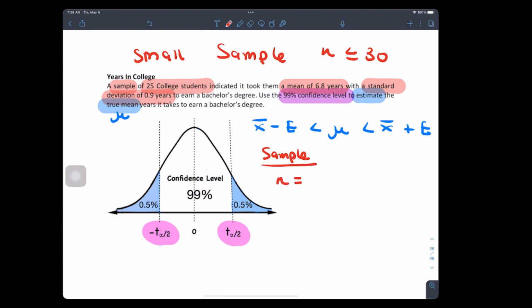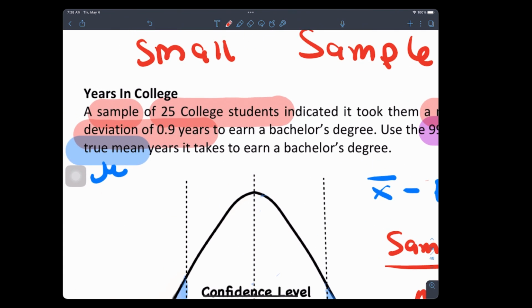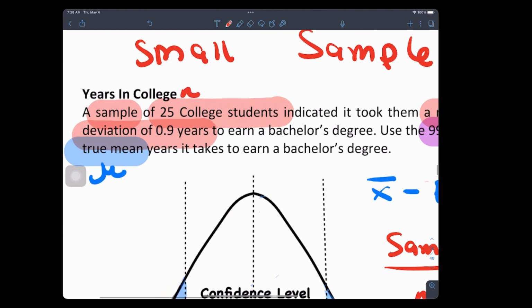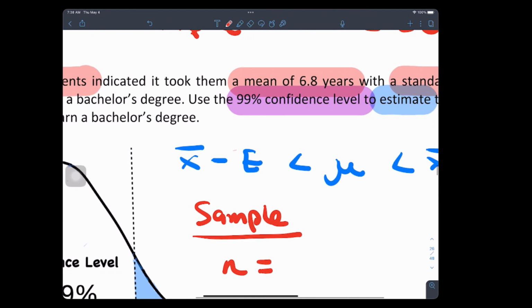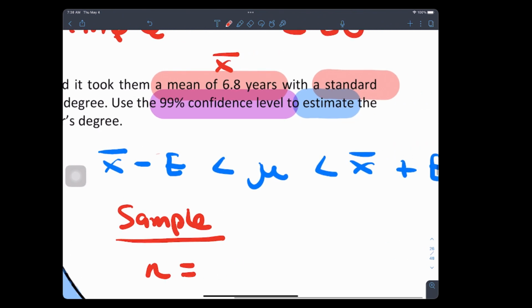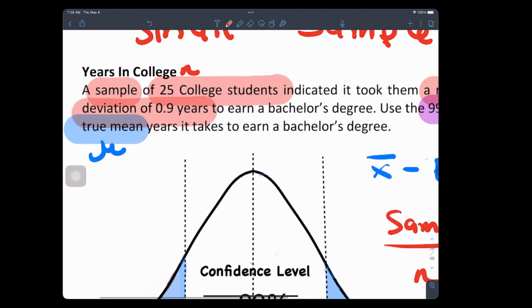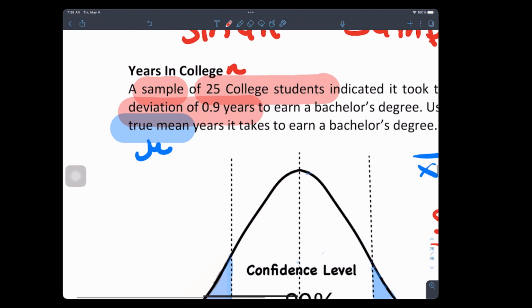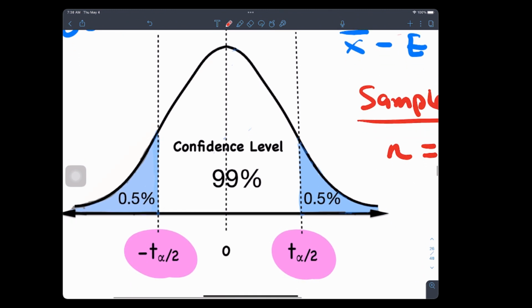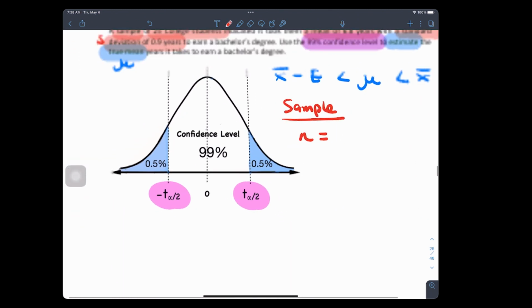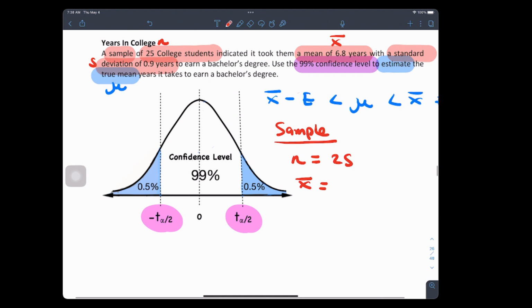What's my sample size in this? n is 25. Good. What's the sample mean? 6.8. What's the sample standard deviation? 0.9. So I write that down. n is 25. Sample mean is 6.8. Sample standard deviation is 0.9.